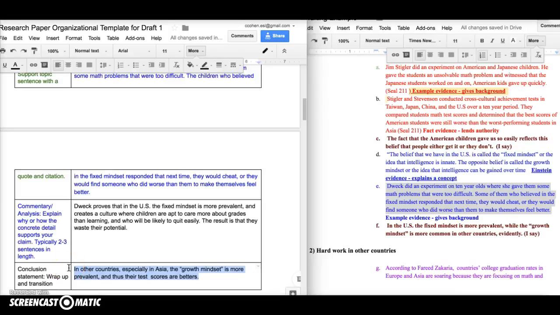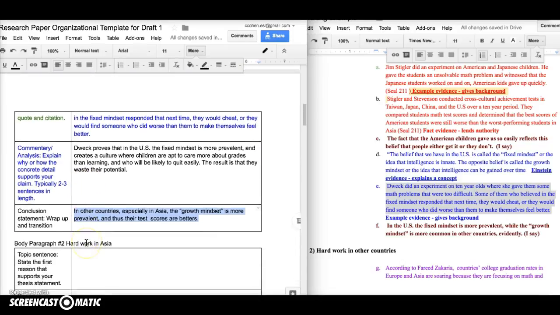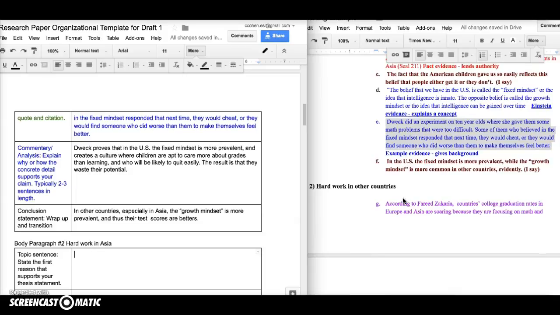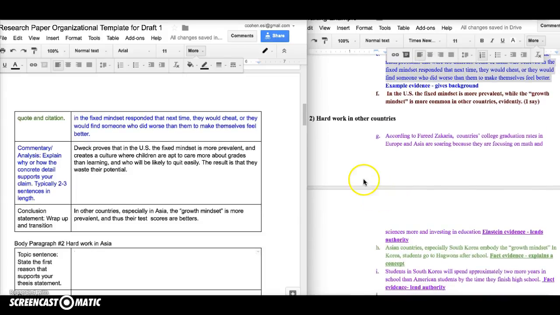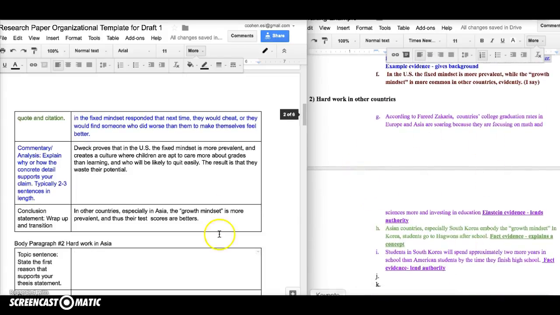And I say, in other countries, especially in Asia, the growth mindset is more prevalent and thus their test scores are better. Which sets me up for this next paragraph, where I'm going to talk about how in Asian countries they have better test scores, and this reflects their belief in the growth mindset. So I'm going to repeat the process.